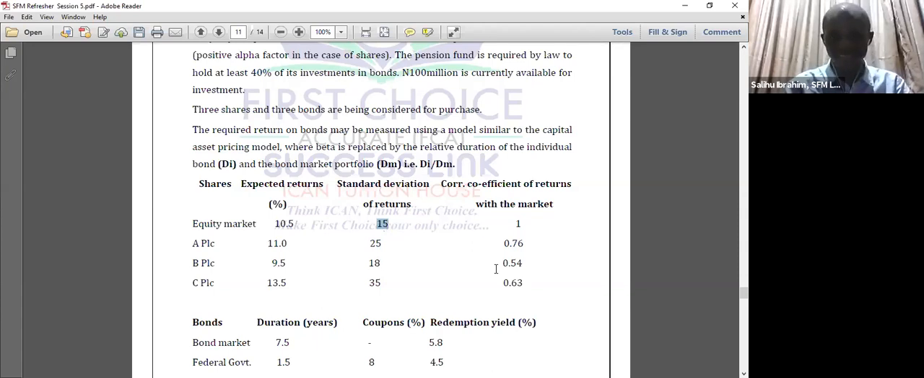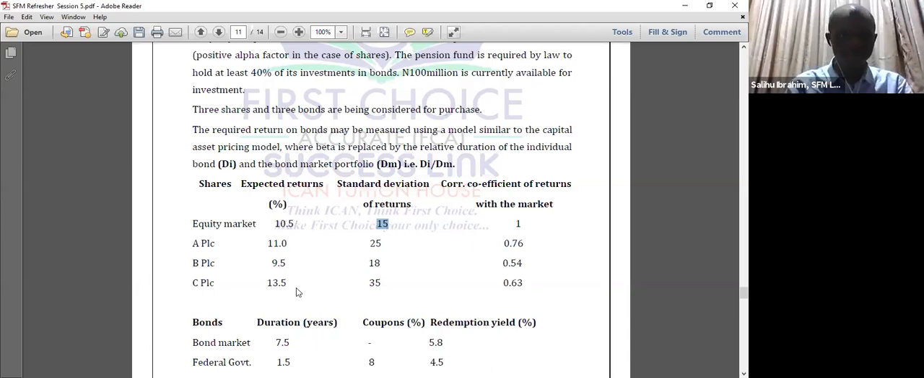I get the beta. Do the same thing for this: 18 times 0.54 divided by 15. This one, 35 times 0.63 divided by 15. That will give you the beta. So after getting the beta, go and use it to compute your required return. Your required return will be the risk-free rate, which we are given to be 4%, plus beta into bracket, what is the market return?